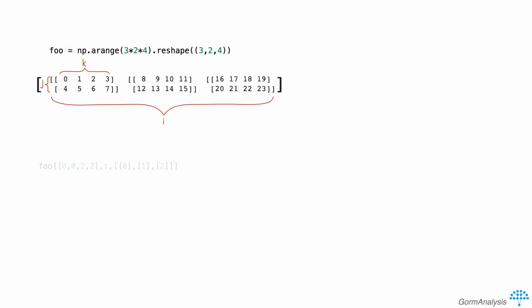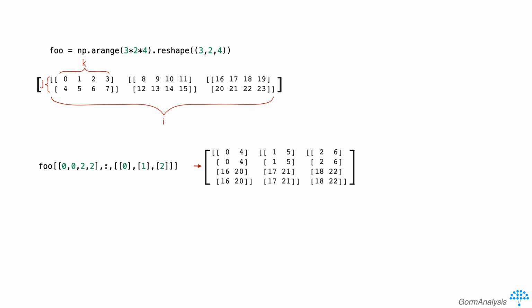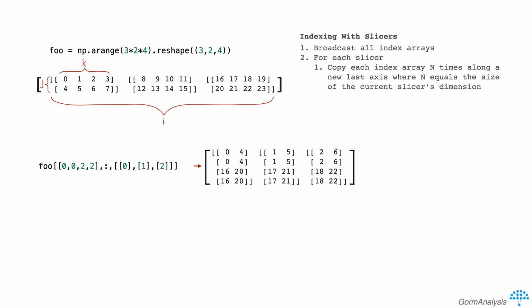Lastly, we consider the case where our array has slice indexers, i.e. colons. For example, what do you think the result of this index will be? Did you come up with this 3x4x2 array? So what's going on here? The mental goal to figuring these things out is to build fully expanded, same-shaped index arrays for each dimension, and we can do that as follows. So first, we broadcast all index arrays, and then for each slicer, we copy each index array n times along a new last axis, where n equals the size of the current slicer's dimension, and then we represent the current slicer with an index array.